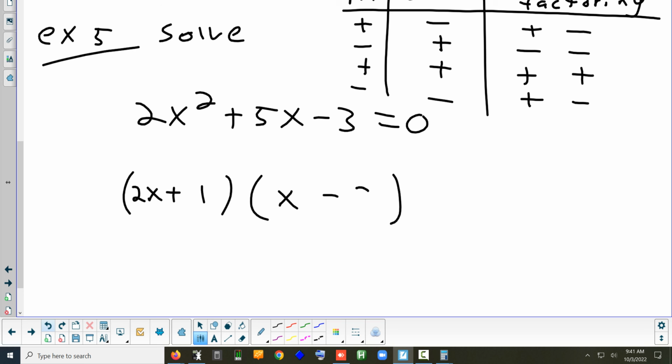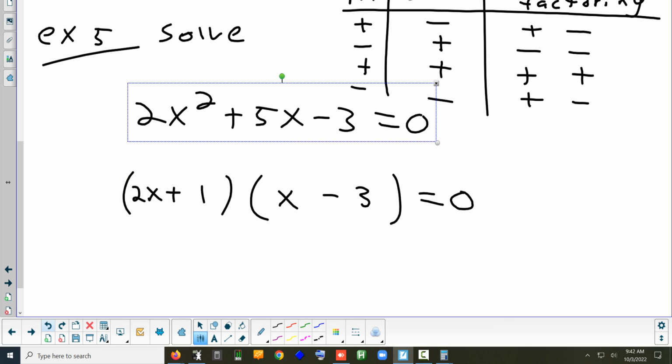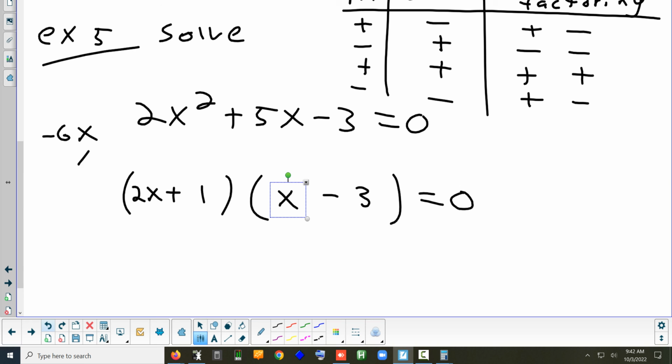I'll try a 1 and a 3. So 2x times x is 2x squared. 2x times negative 3 is that. 1 times x is that. What's negative 6 and a positive 1? Yeah? Negative 5. So I just have to make one small change here to fix this.